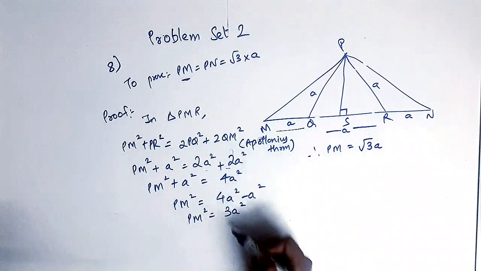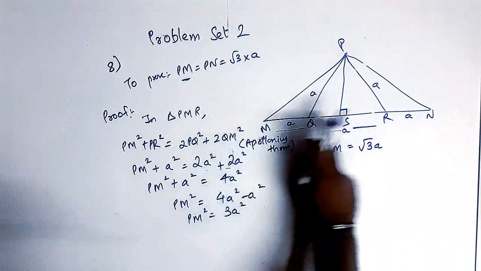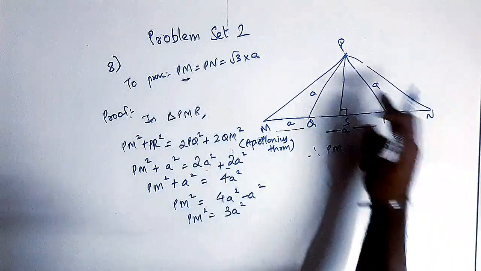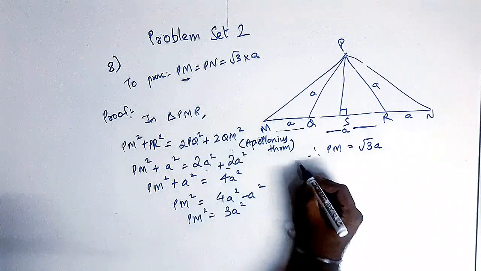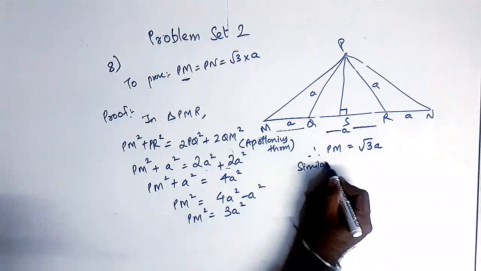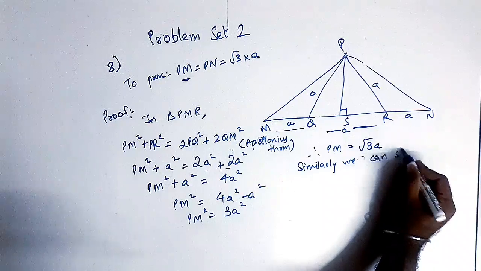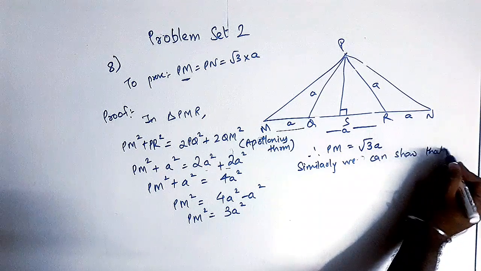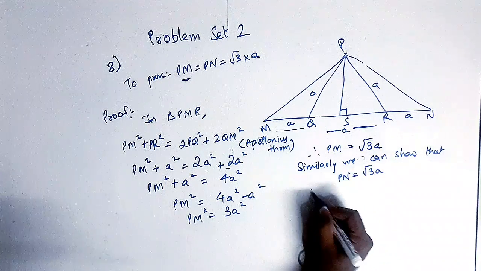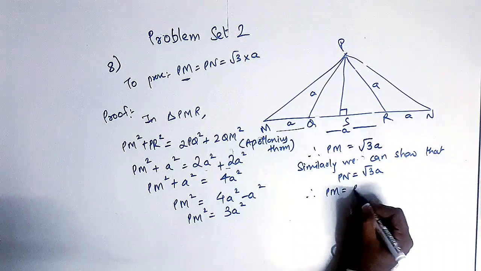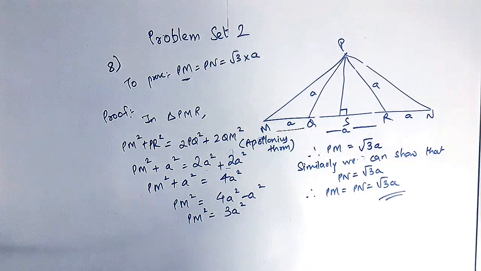Very simply we got this by applying Apollonius theorem. But you have to remember the triangle, either you take PMR to get PM or you take PQN to get PN. So no need of doing this again. We can write similarly, we can show that PN is equal to root 3A. Okay, therefore PM is equal to PN is equal to root 3A. This is how we proved the 8th one.